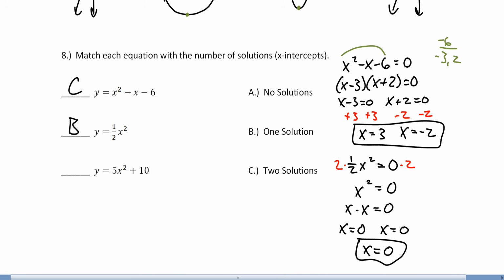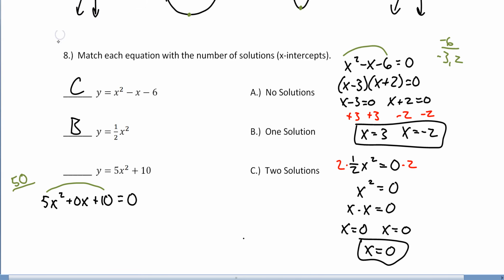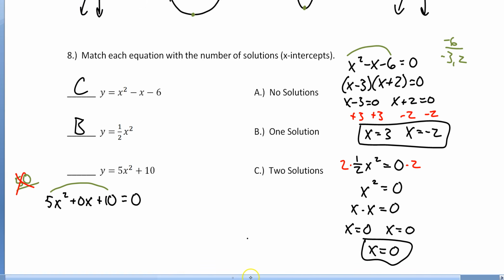And then the last one, this one we'd have to write as 5x squared plus 0x plus 10, since I'm missing that middle term, equals 0. And then from here I might try doing something like building a bridge. So maybe I'd build a bridge and say, all right, two numbers that multiply to 50 but add to 0. Well, that's impossible. I can't do that. So then I'd have to do my quadratic formula for this thing.